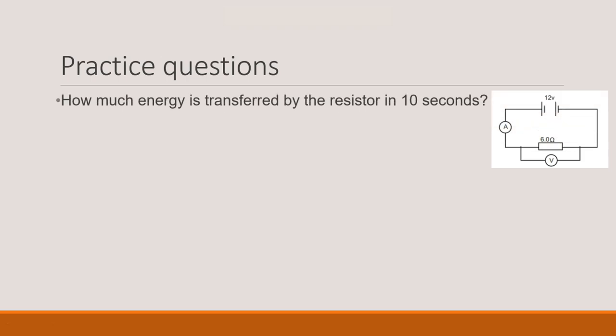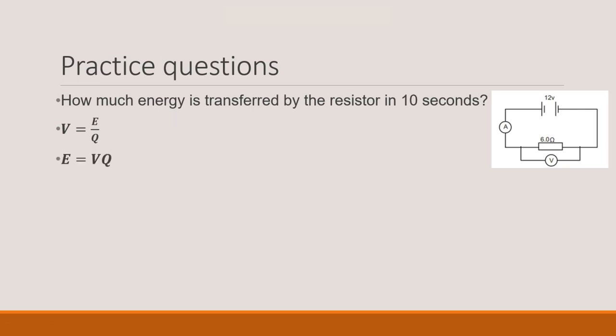How much energy is transferred by the resistor in 10 seconds? And when you see the word energy, you should immediately think about voltage. The formula for voltage is the energy transferred or the work done per unit charge. Now we already worked out how much charge was transferred by the resistor in 10 seconds, so we have the Q value. We also know the voltage across the resistor, so we can calculate the energy transferred by the resistor.